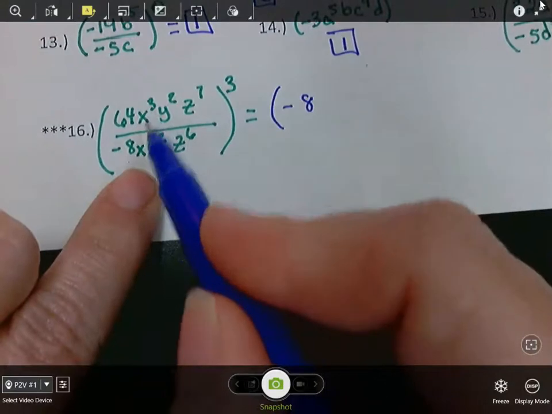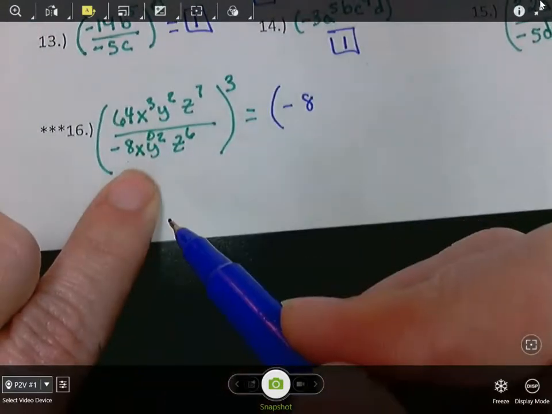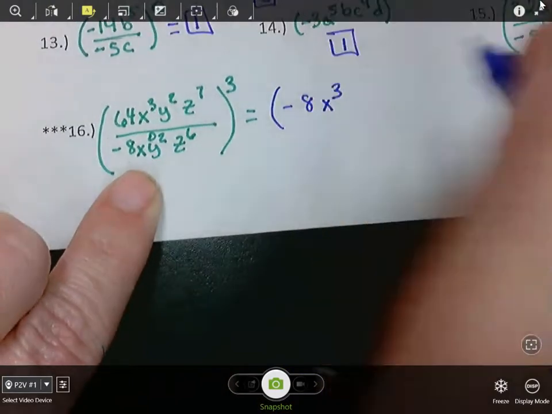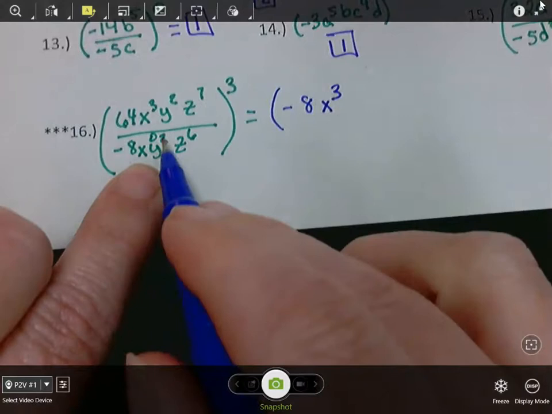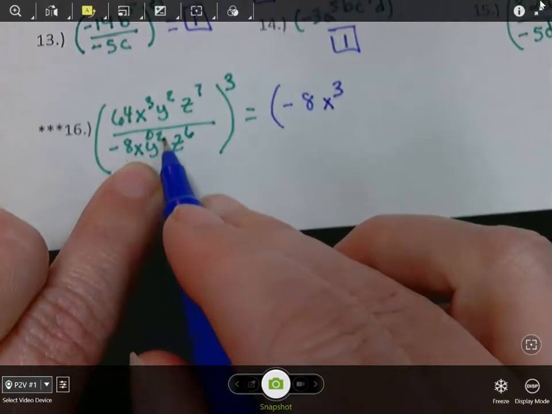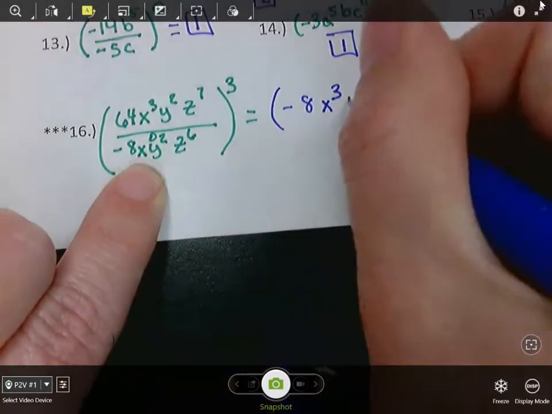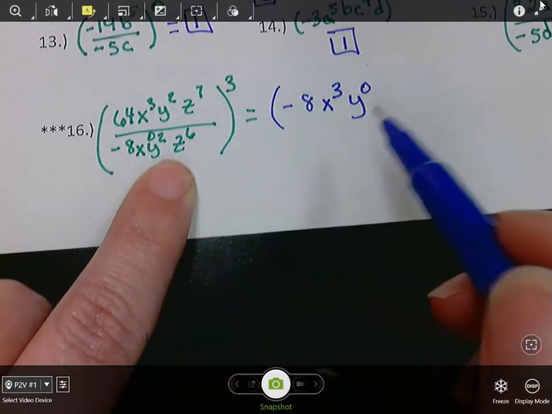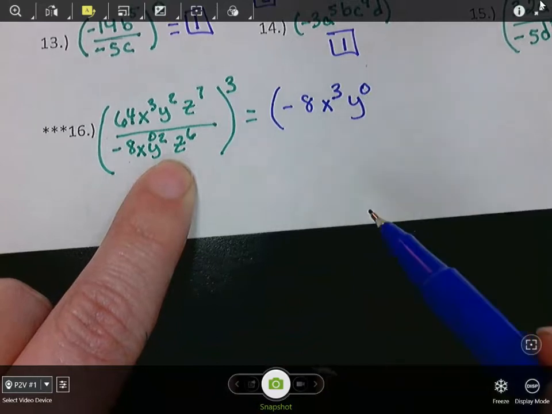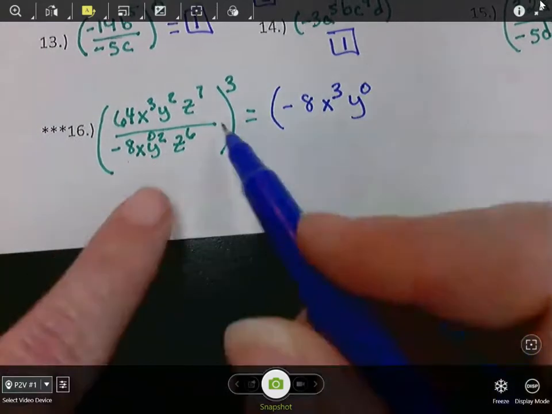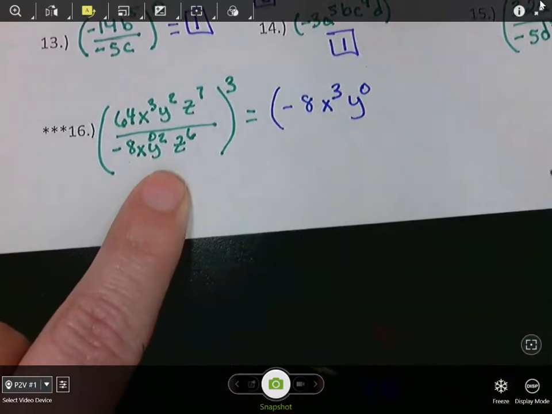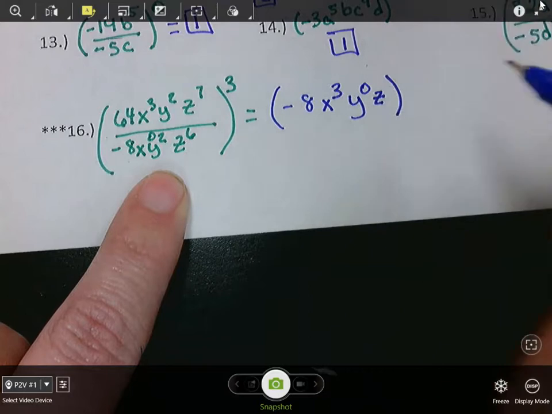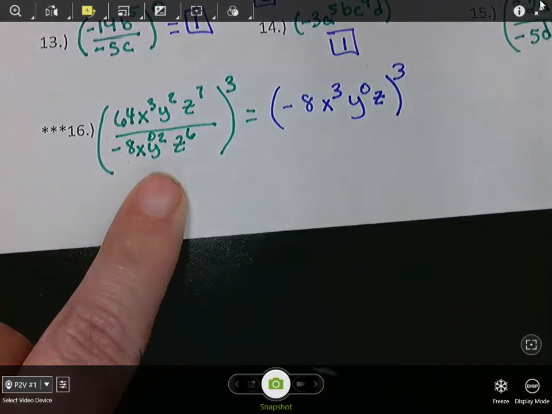Now, what do I do with my x's? I do 3 minus 0, which is 0. Now, what about the y's? You subtract them. And what's 2 minus 2? 0. So that's y to the 0. Y to the 0 and y are different, since just y would be y to the 1st. What about my z's? 7 minus 6 is 1, so just z. Can I just leave it as z? Yeah. And then to the 3rd power.